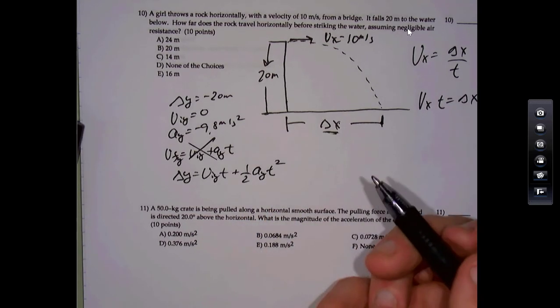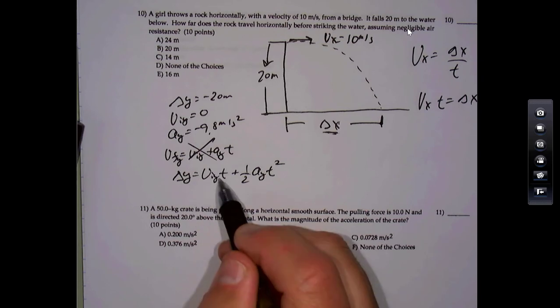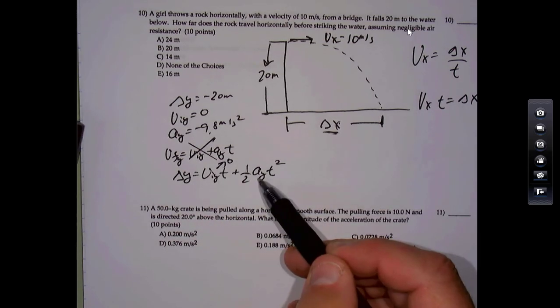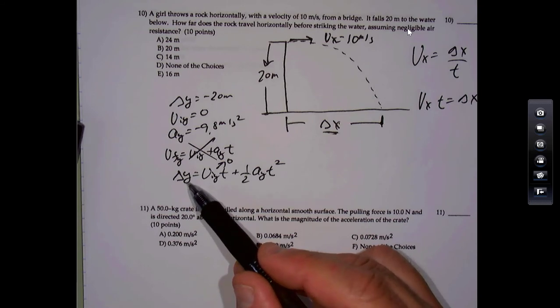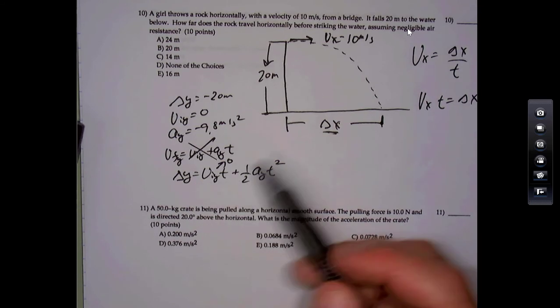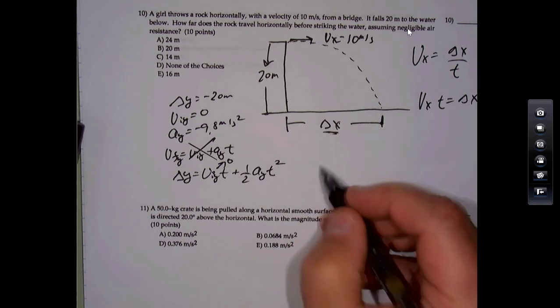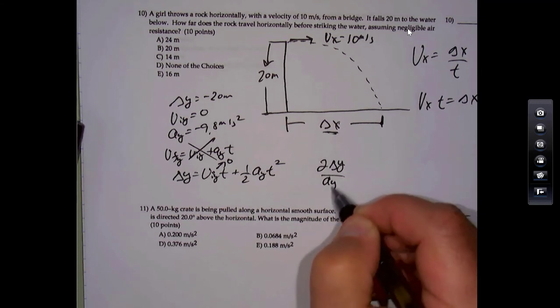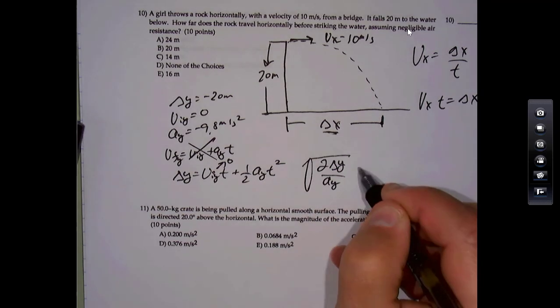Okay, so you know the initial velocity in the y is 0, so this term is 0. You know the acceleration in the y, you know the displacement in the y. So you can figure out the time from this equation. So this is 0, multiply both sides by 2, divide by acceleration in the y, take the square root of that. That'll give you the time.